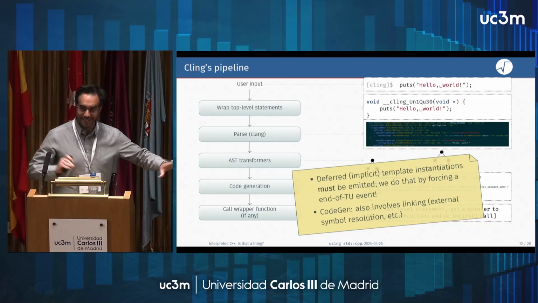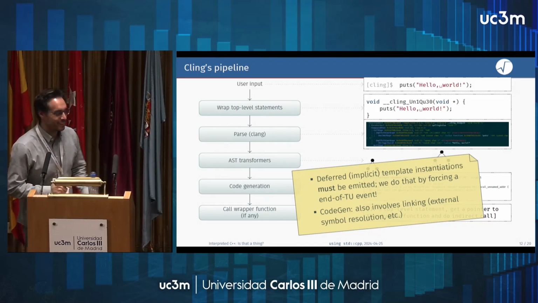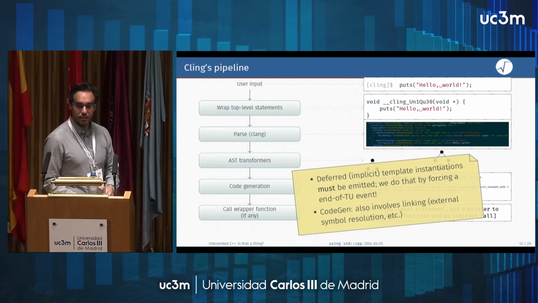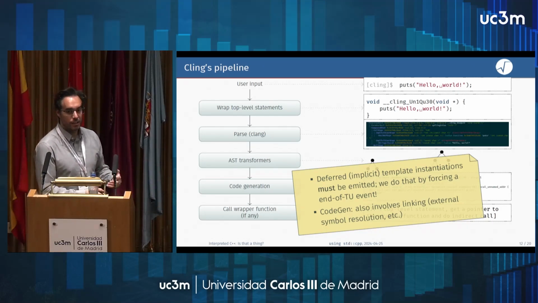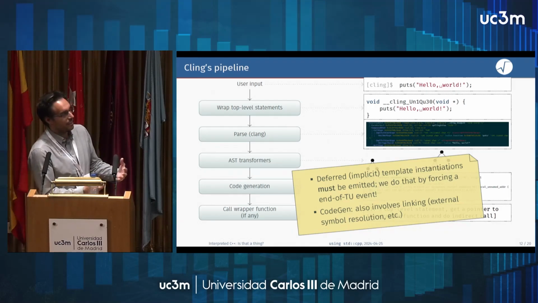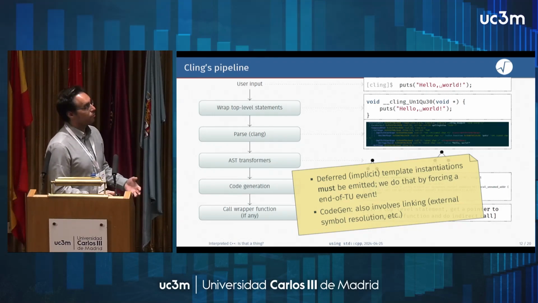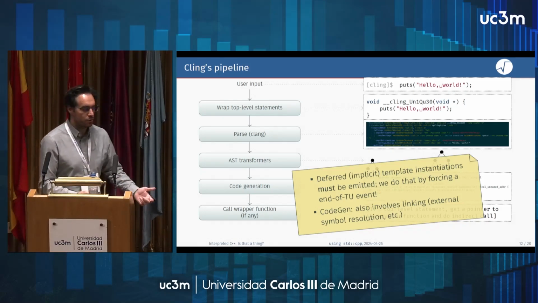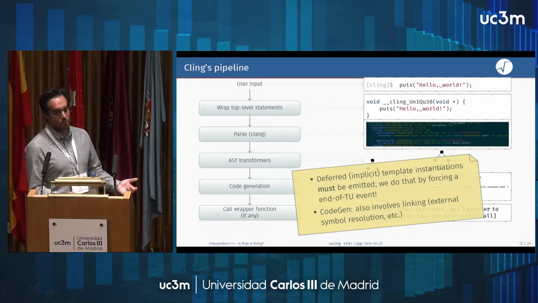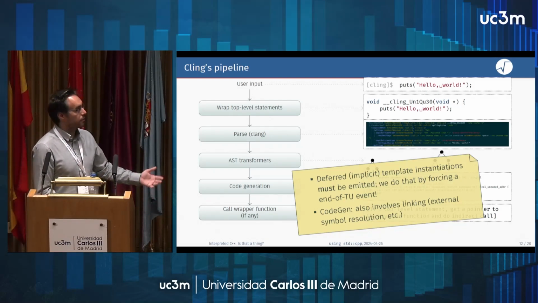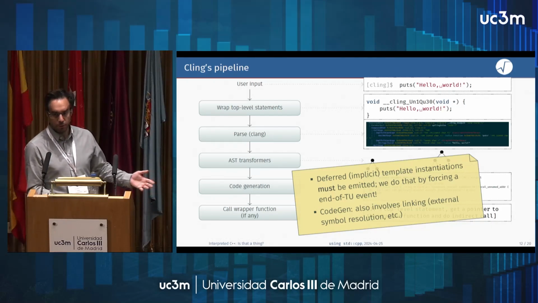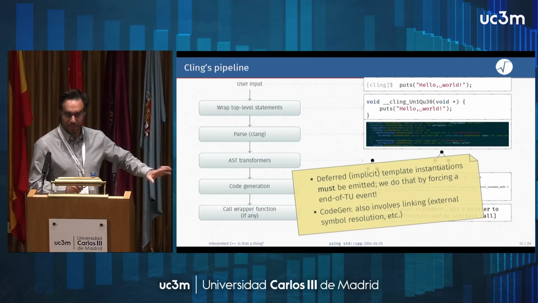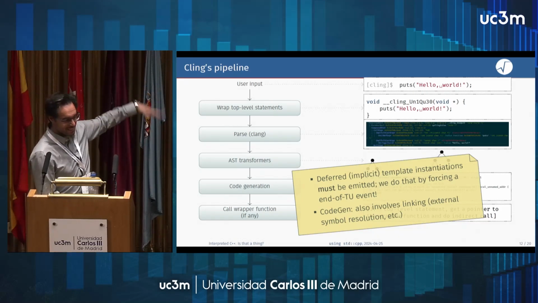There are a lot of details that we have to take care of. I'm just trying to summarize it and make it easy to understand for the audience, but there are a lot of things to handle because, when there are implicit template instantiations, for example, they are deferred until the end of the translation unit is reached. So for all these to be emitted, we have to somehow force the end of the translation unit. So we do that. There is also some linking and resolution of relocations involved in case you use some external symbols and whatnot. So this gets a bit complex. It's not as easy as it seems here.